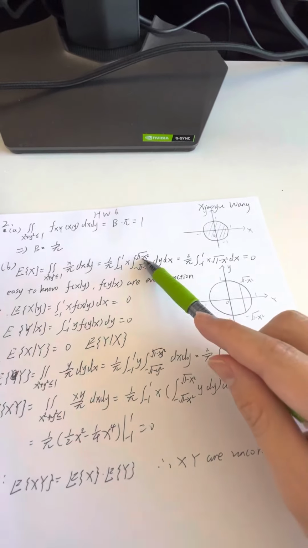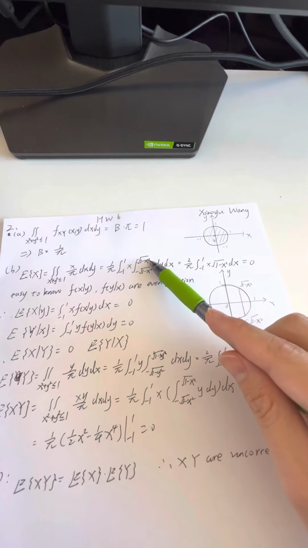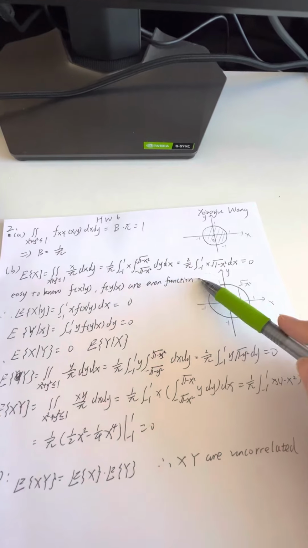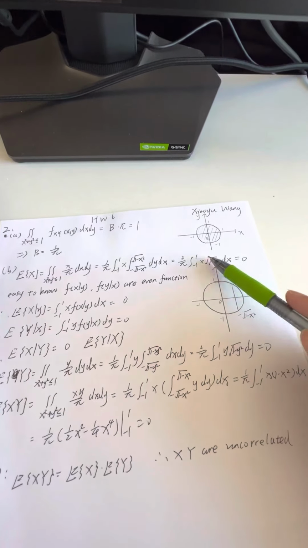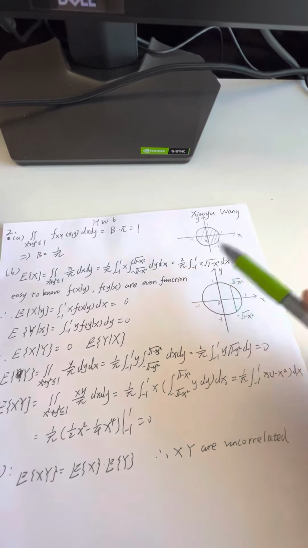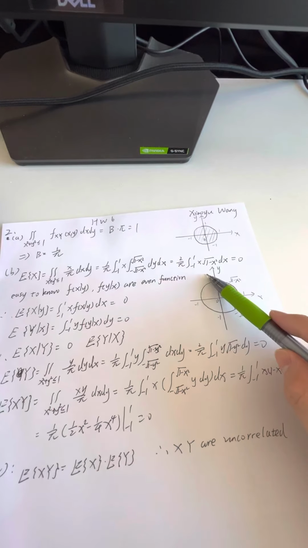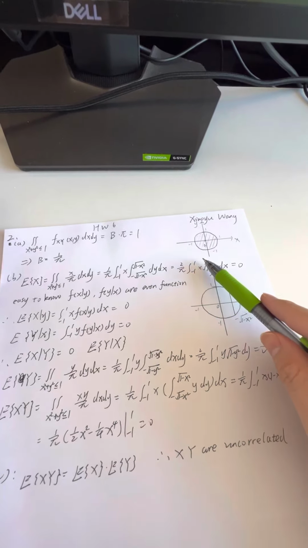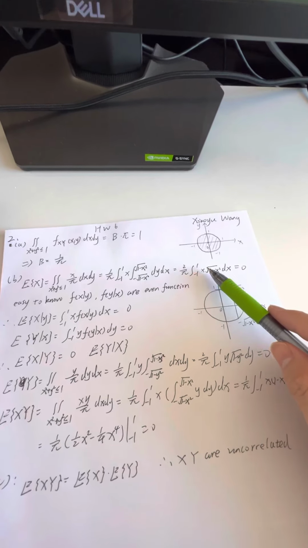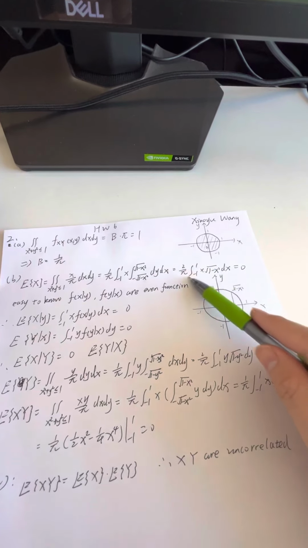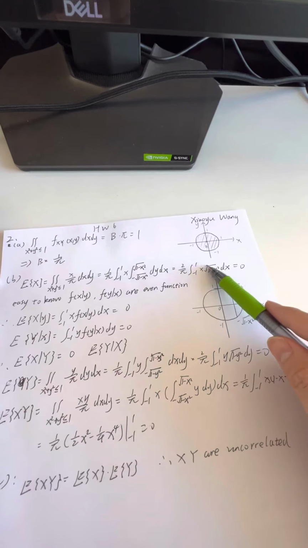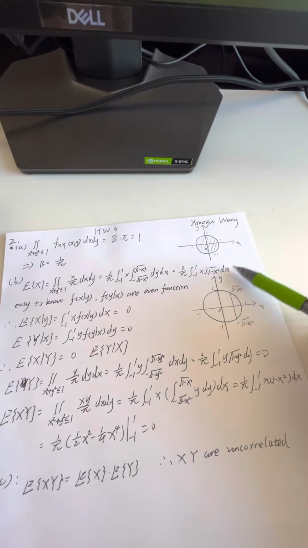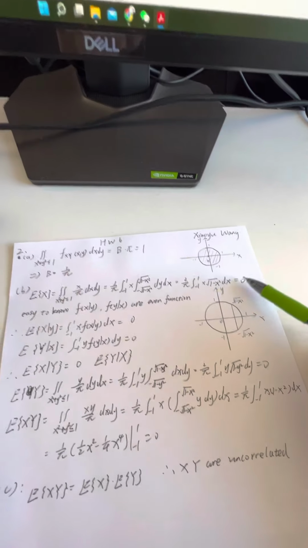It is very easy to calculate the inner integral first, and then we calculate the outer integral. We notice that this function is an odd function, so we calculate the integral of a function symmetric about the origin. So the result is 0.